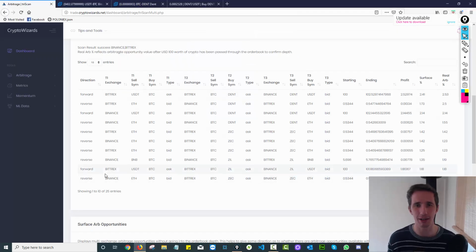And most trackers don't give you this. Like what we're doing here, for example, is we are telling the tool to look at all of the coins forwards and backwards to make sure that we identify all possible opportunities. And it's really, really cool and really, really easy to do.